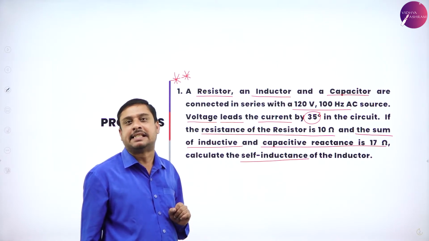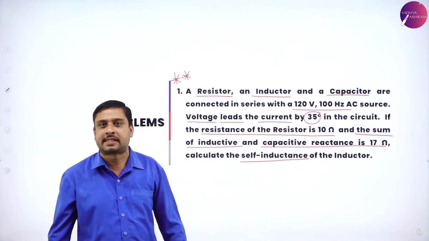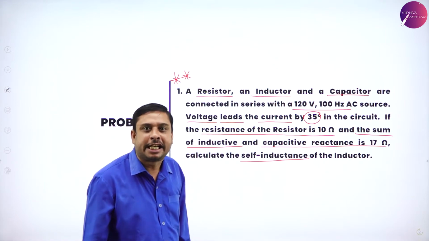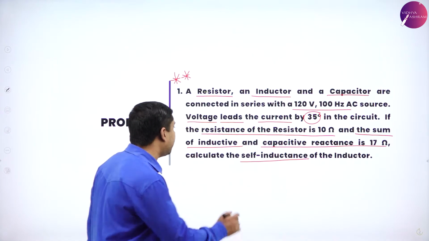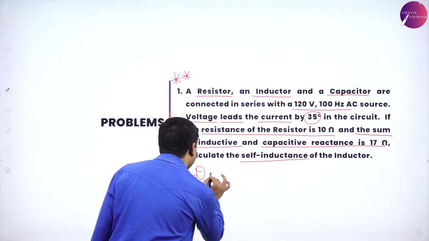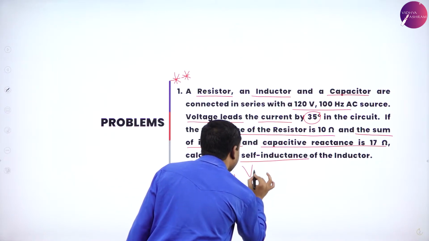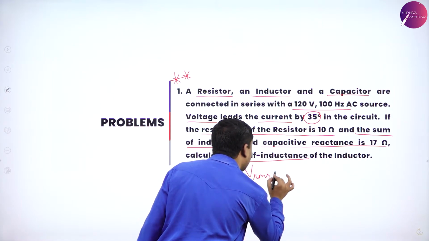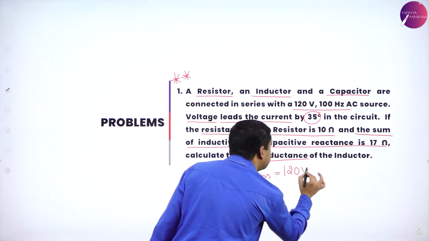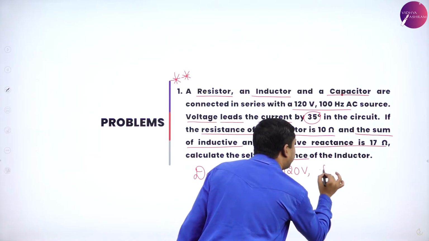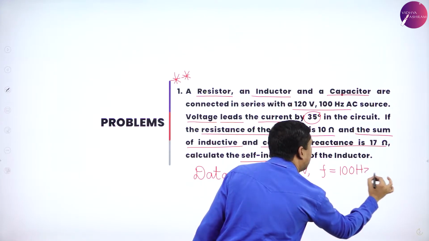And there is a resistor. They are connected to a source of alternating voltage 120 volts 100 hertz. So the first data I get is VRMS value, which is 120 volts now, and frequency is 100 hertz.